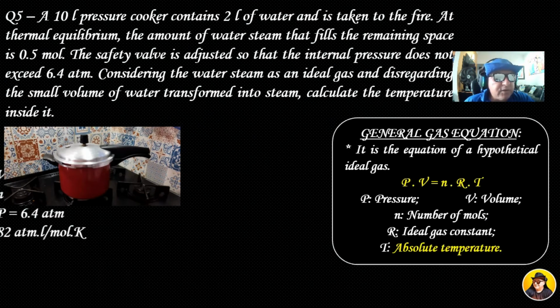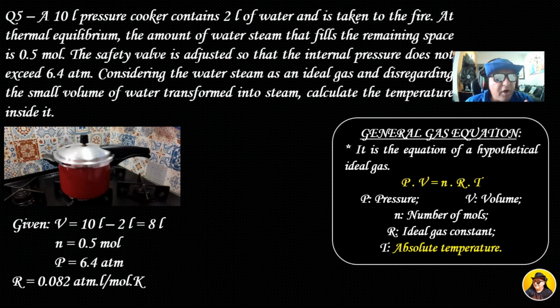So what was given in our problem. Volume, 10 liters minus 2 liters. Why? Because the capacity of this pressure cooker is 10 liters, but 2 liters are already with water inside the pressure cooker. So the free space is only 8 liters. So N is 0.5 mole, P is 6.4 atmosphere, and R, the ideal gas constant, is 0.082 atmospheres liter per mole Kelvin. So what is required? The temperature inside the pressure cooker.